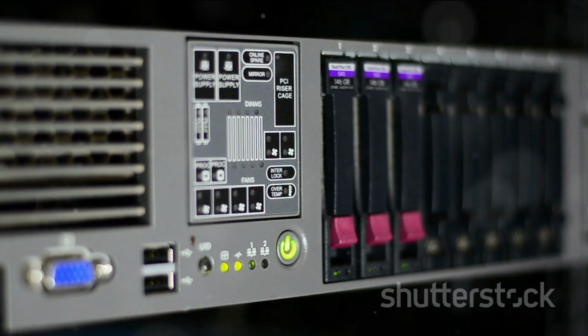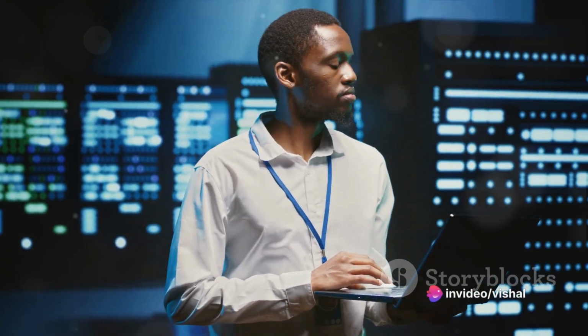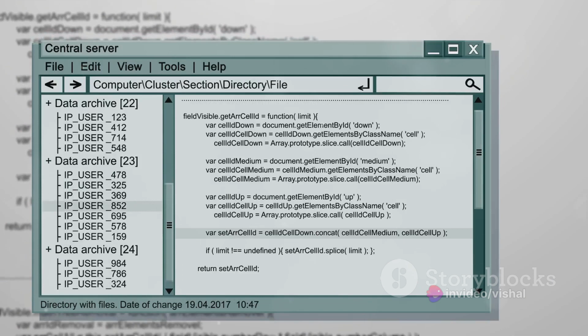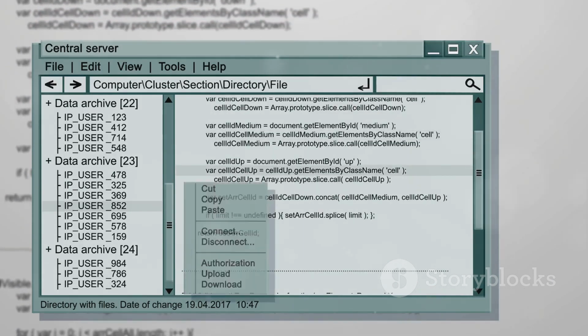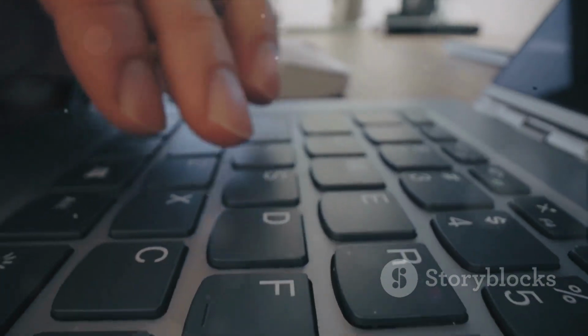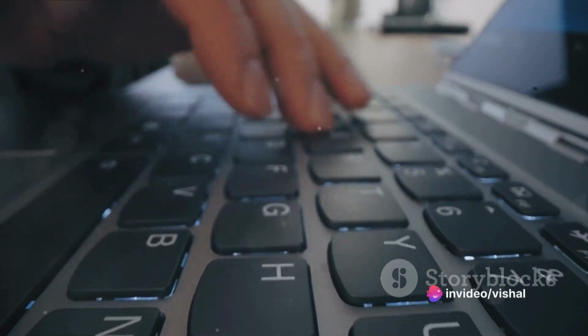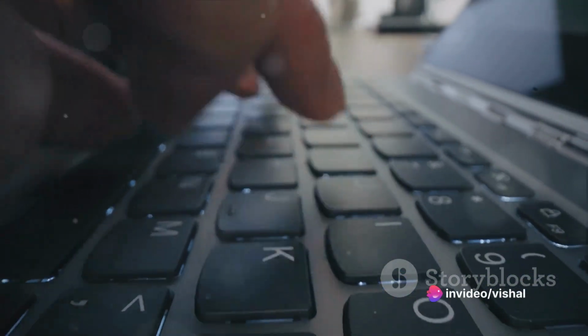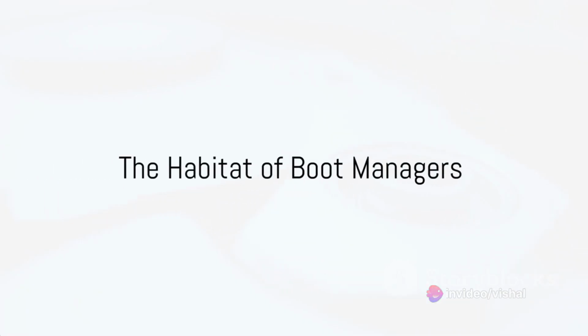On the other hand, boot managers are the more sophisticated relatives. They're usually found in the server jungle and multi-boot systems, where they manage a delicate balancing act of options. They offer the user a choice of which operating system to boot from a curated list. Think of them as the sophisticated maitre d' of a restaurant, presenting you with a menu of operating systems to select from. Now, you might be wondering, where do these boot managers reside?